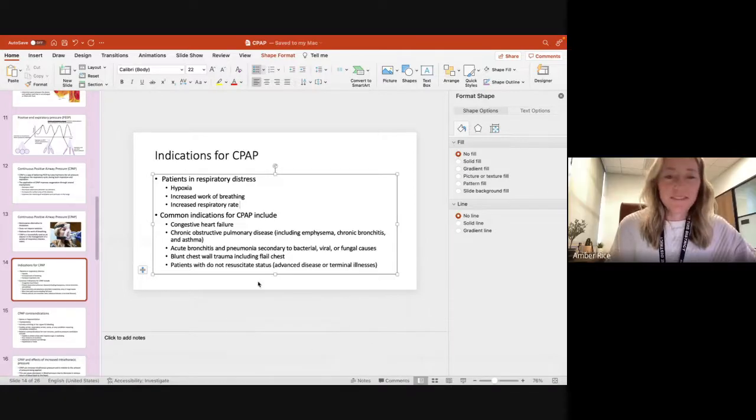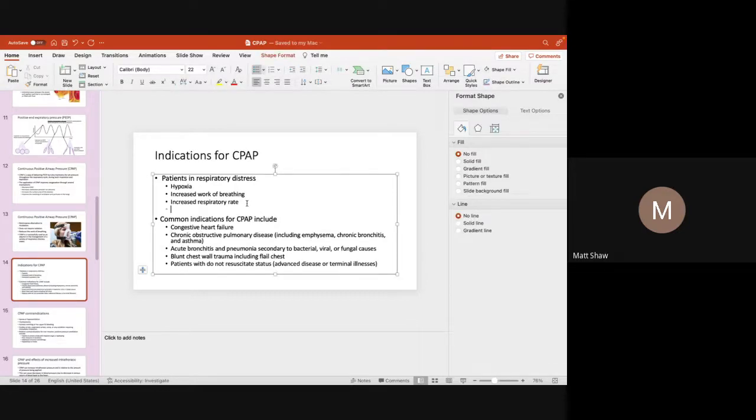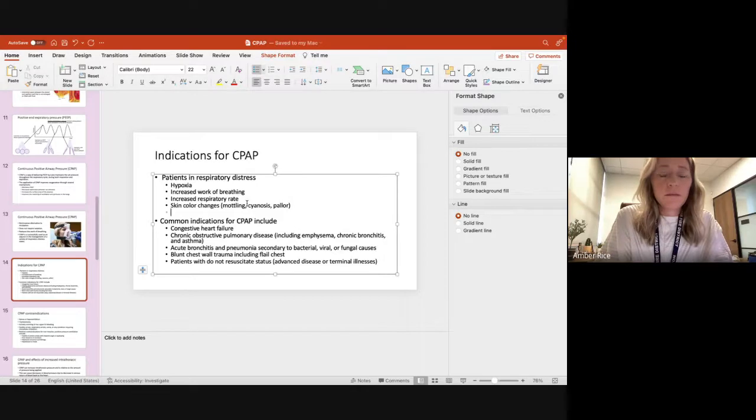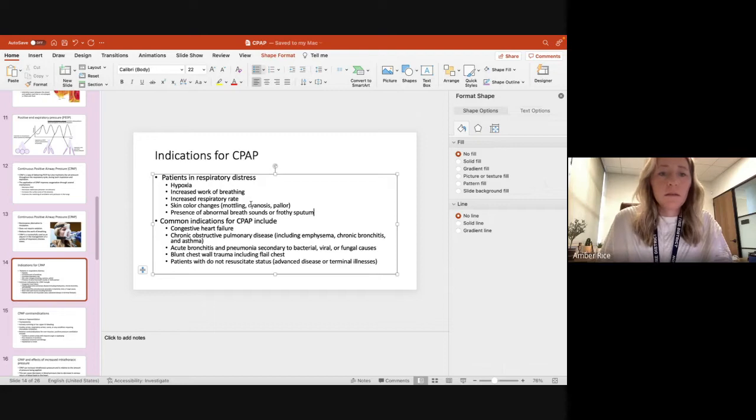So our QI form has respiratory rate, skin color changes, so mottling, cyanosis, pallor, increased work of breathing, presence of abnormal breath sounds or frothy sputum, and hypoxia, pretty much. Say that last one before hypoxia. Presence of abnormal breath sounds or frothy sputum. I like that. Thanks.